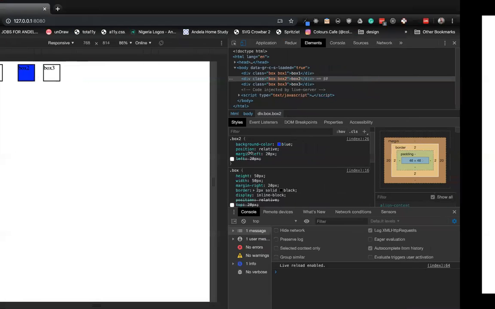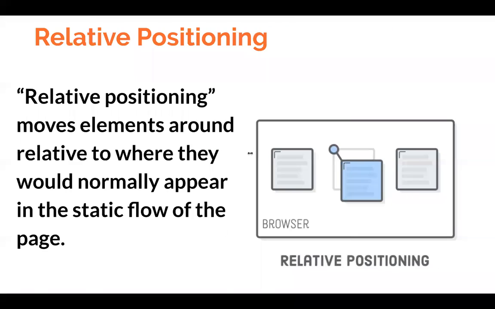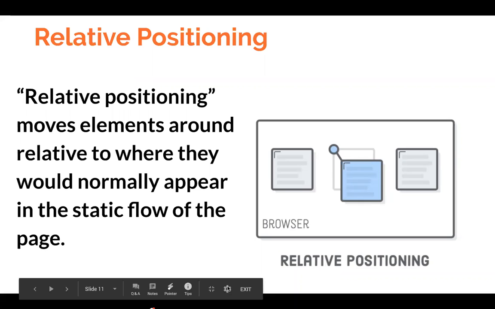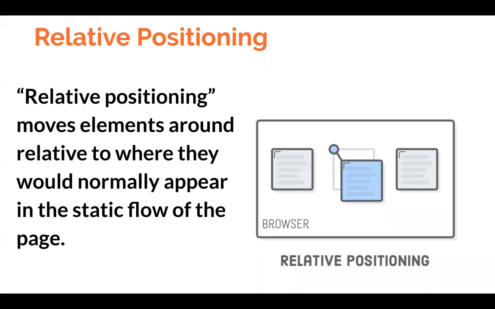So let's go. So that is relative positioning. If you can see the illustration here, it's the same thing we did here. Let me use the pointer. So there's the element 1. So this is our box 2.